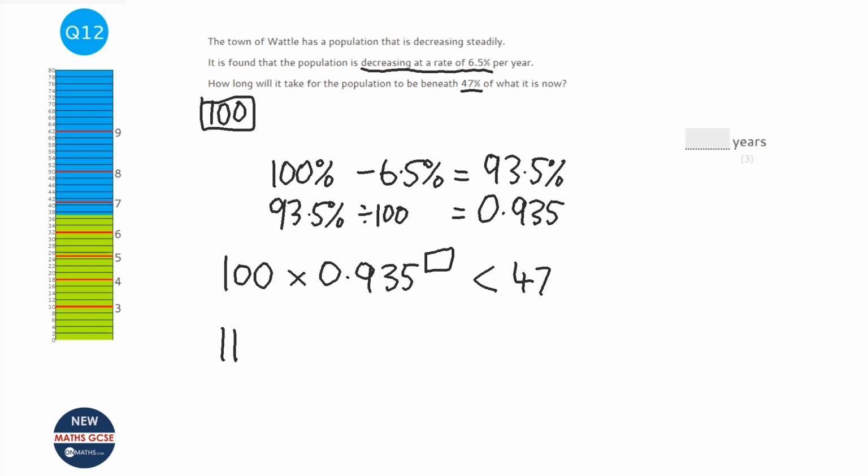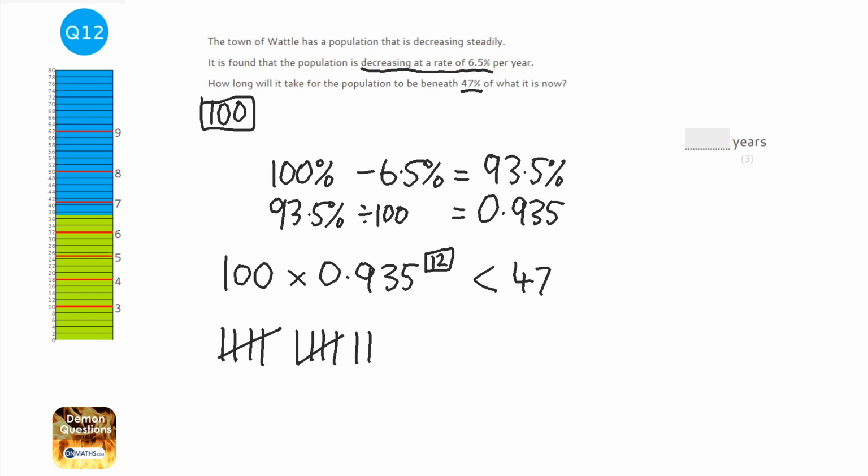I press it again and I get 81.7. Again, 76.4. Again, 71.4. Again, 66.8. Again, 62.4. So I'm getting closer. Again, 58.4. Again, 54.6. Again, 51. I'm getting close. Again, 47.7. So I'm getting very, very close, but I'm not quite there yet. And I press it one more time and I get 44.6. So in total, I've done it 12 times.